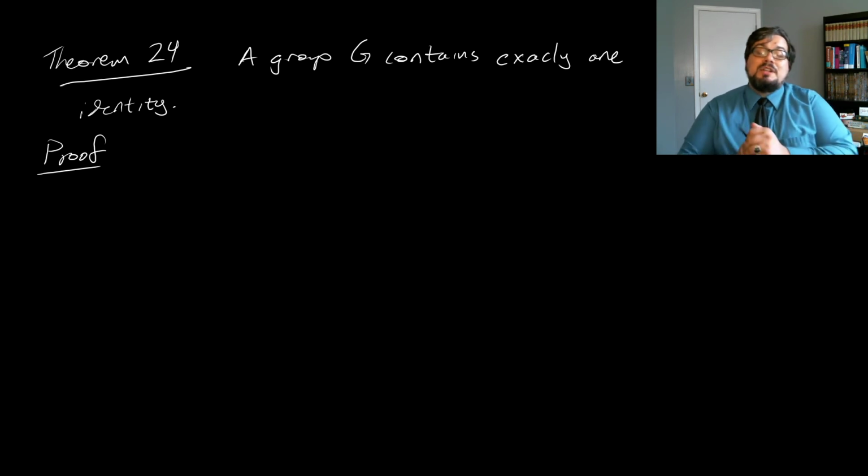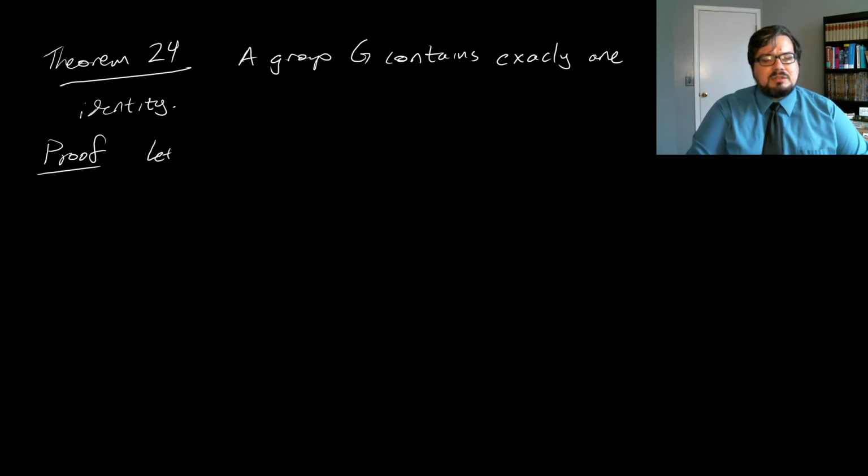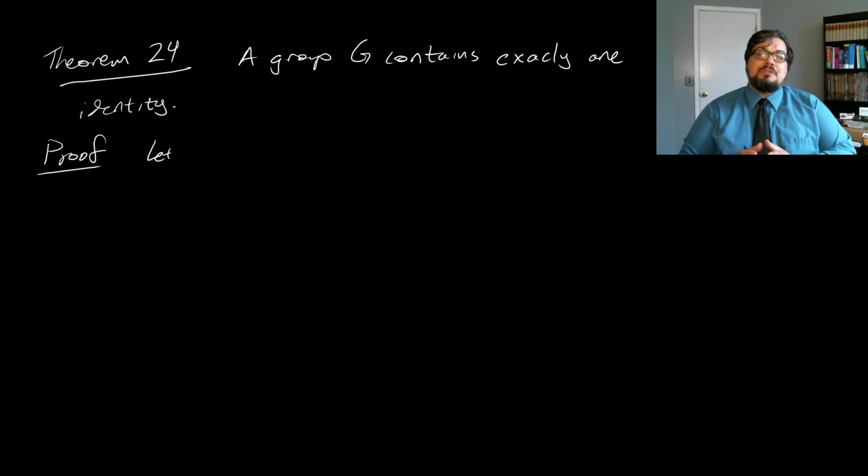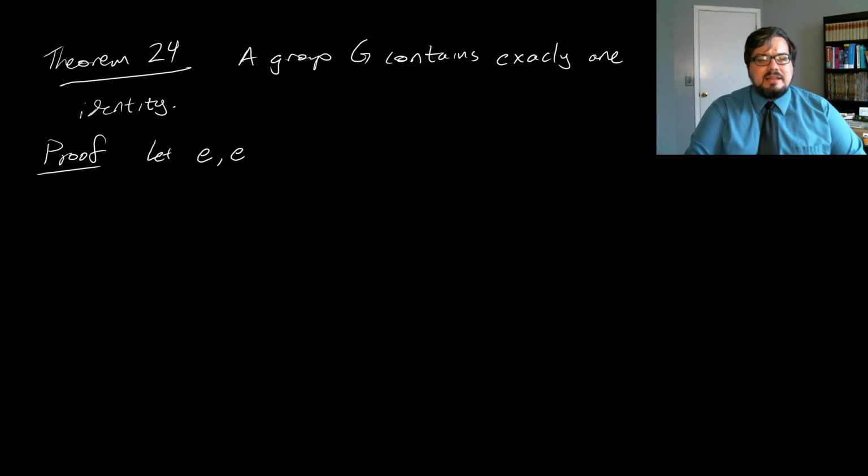Well, first of all, we know that G has at least one identity because it's a group, and that's part of the definition of the group. So we just have to show that it can't have two different ones. Or another way of saying that, we need to show that if two elements of G are the identity, or behave like an identity, then they have to be equal to each other. So we're going to do that here. So let's let E and E prime be identities for G.